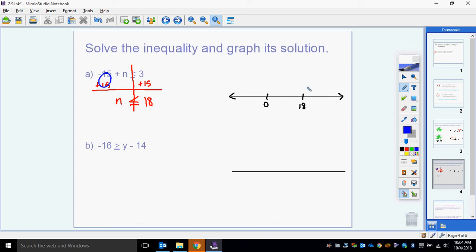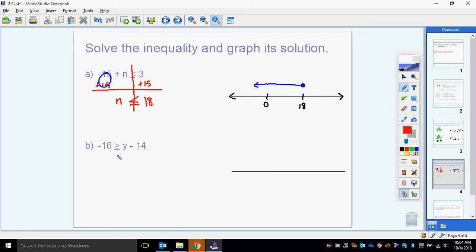So now we need to graph this. Less than or equal to means 18 could be a solution. And what numbers could we plug in for n so that this is a true inequality? Well, I could plug in any numbers that are less than 18, such as 0. So I want to include 0 in my shading.